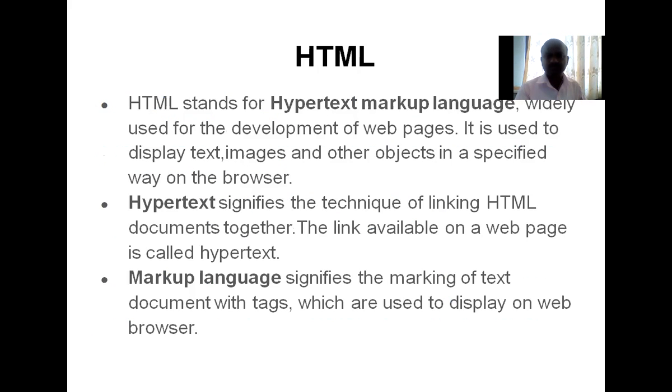Then we are going to see HTML, that is hypertext markup language, which is widely used for the development of web pages. It is used to display text, images, and other objects on the browser. Hypertext signifies the technical linking of HTML documents together, and the link available on a web page is called hypertext. And markup language signifies marking the text document with tags which are used to display on the web browser.